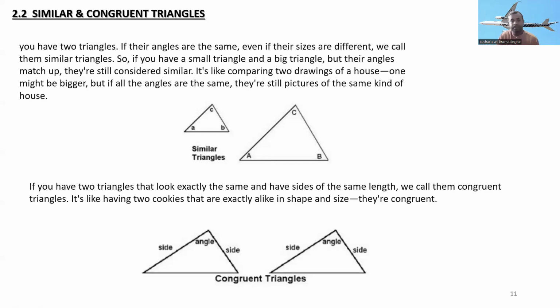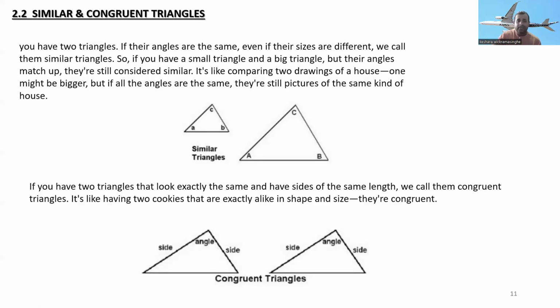Now, if you have two triangles that look exactly the same and have sides of the same length, we call them congruent triangles. It's like having two cookies that are exactly alike in shape and size, so they are congruent. Remember, congruent triangles have the same sides and the same lengths.